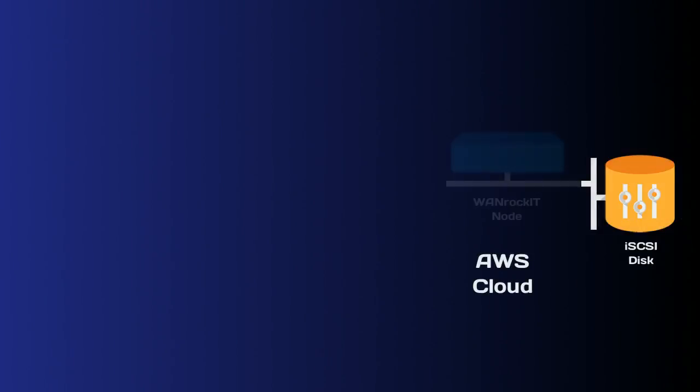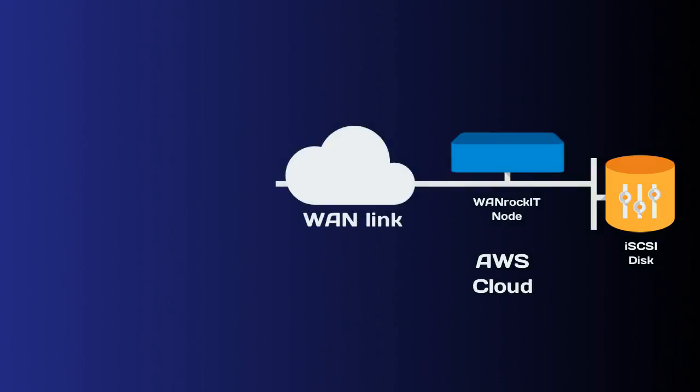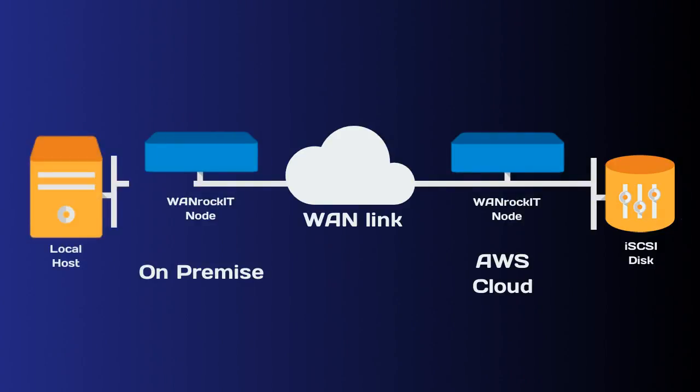In this example, an iSCSI virtual disk is attached to a node in AWS, which is in turn connected over a WANrockIT link to an on-prem node. The on-prem node presents the disk on a local iSCSI target. The required steps for these parts of the setup are covered in the videos for logging on to a Microsoft virtual hard disk and connecting nodes on-prem to cloud, which are linked in the video description. The final step is to log on to the local iSCSI target.